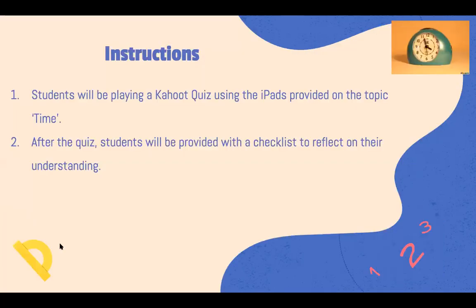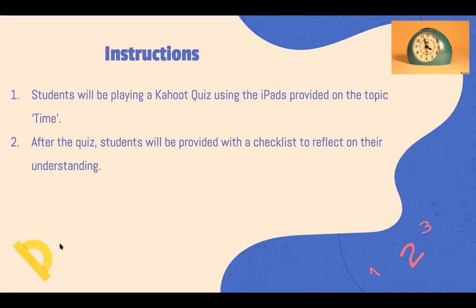Now, moving on to the instruction of this activity, the students will be playing a Kahoot quiz by using the iPad provided, and the topic is time. Why do students need to play a quiz in order to understand the lesson? This is a part on how teachers can assess their students, which is by giving out quizzes, and it would also help the students by letting them know which level they are at based on the high score that they got in the quiz.